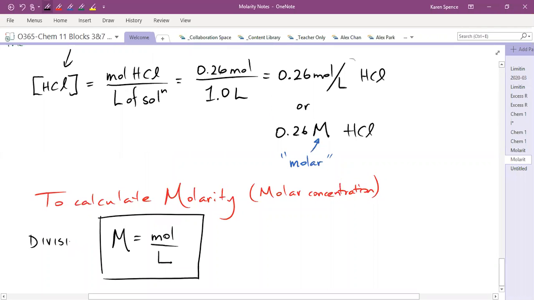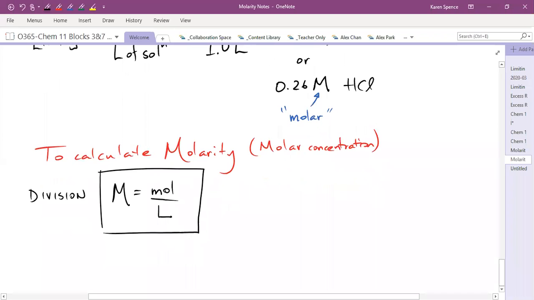It's not a conversion, it's a division. You will be using molarity as a conversion factor, but if you're asked to find the molarity, you're going to do a division. Just like if you were asked to find molar mass, grams per mole, you did a division. If you were asked to find density, you would do a division, which would be the grams per liter. Just like that, molarity you do by doing a division.